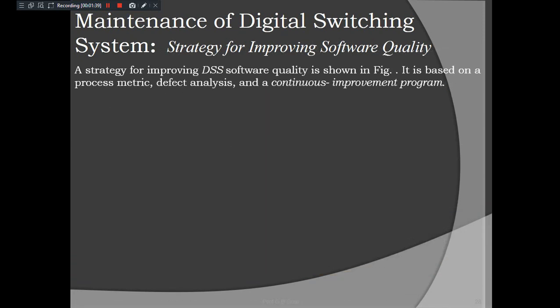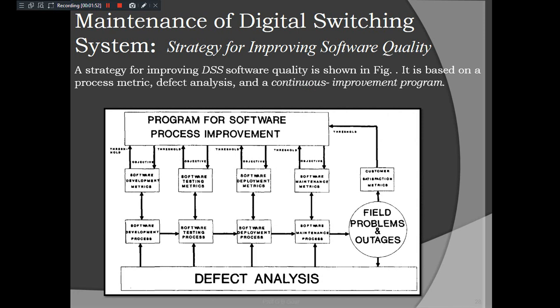So today we look at the strategy for improving software quality. Here you can see the strategy for improving DSS software quality, as shown in this figure. It is based on process metrics. There are process blocks, and defect analysis is the main basis block, and another one is the continuous improvement program, the CIP block. All these blocks are interconnected with the help of the field problems and outages block and customer feedback.